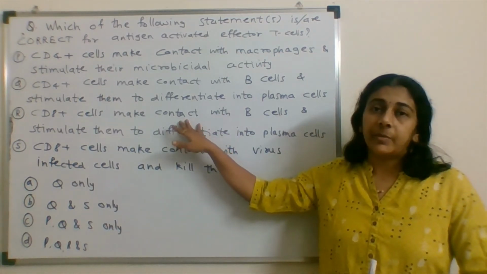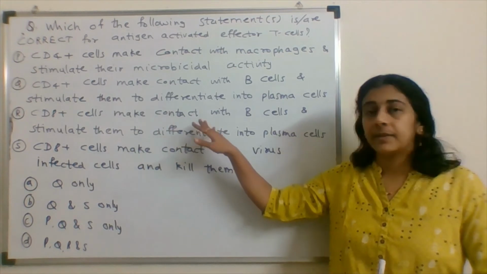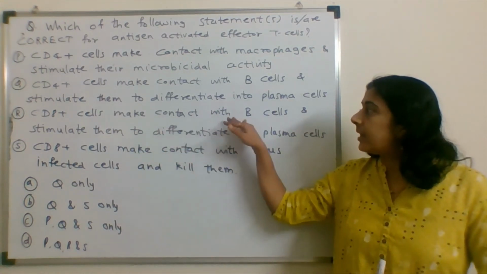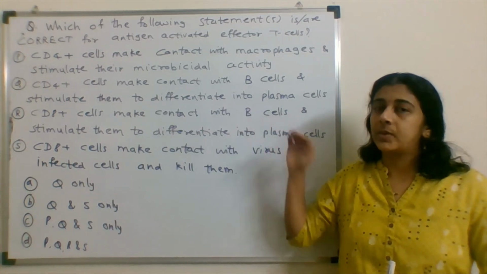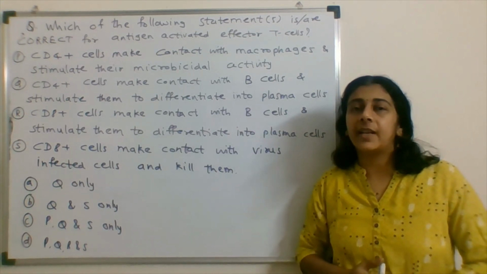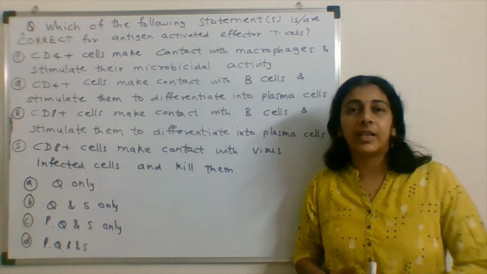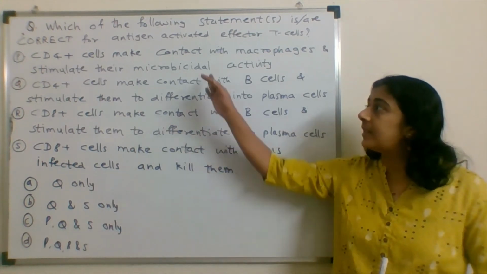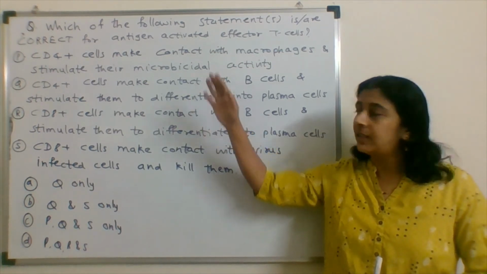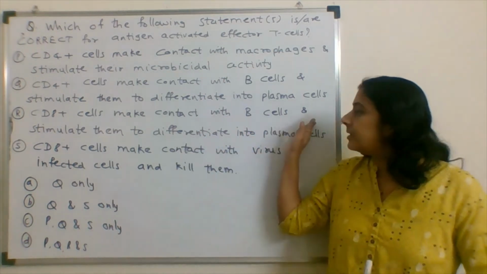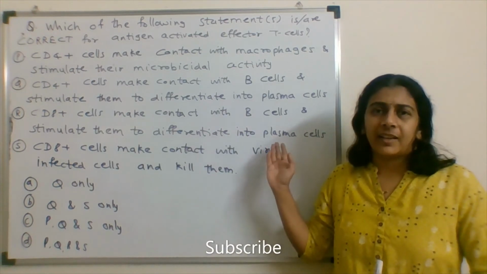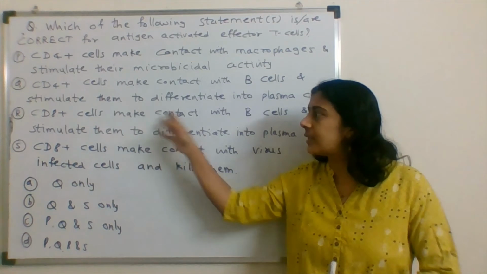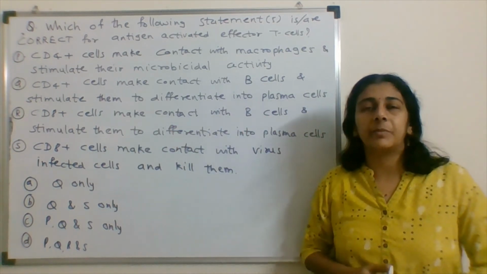Moving to the third statement, CD8 plus cells, here T cytotoxic cells, make contact with B cells. No, CD8 plus T cytotoxic cells do not make contact with B cells. For the activation of B cells, it needs T helper cells. We just have seen. Further it says it activates and stimulates their differentiation, but this first line itself tells us that this statement is wrong.